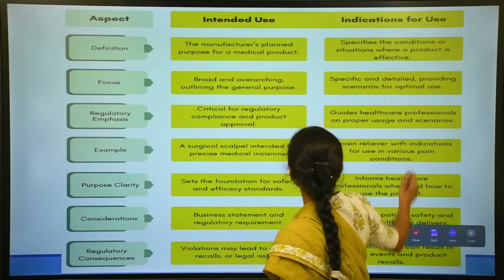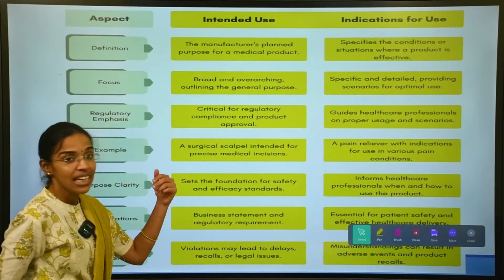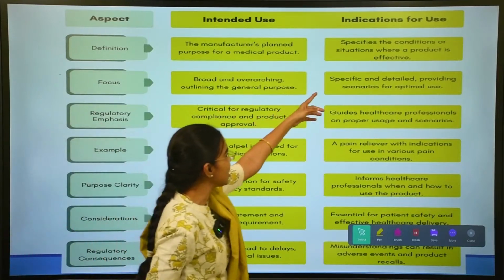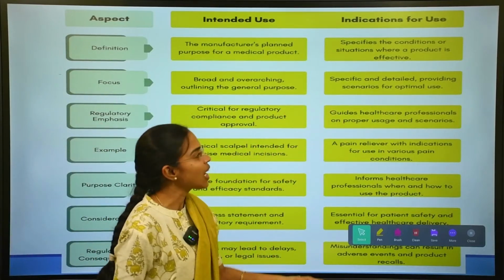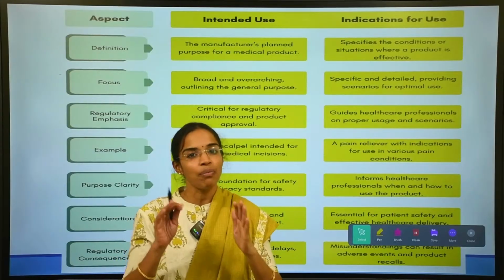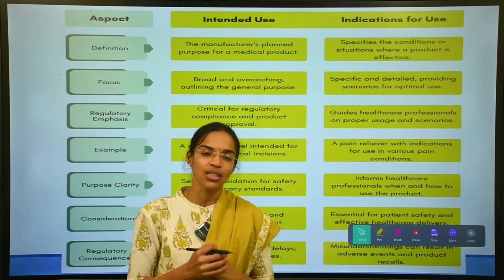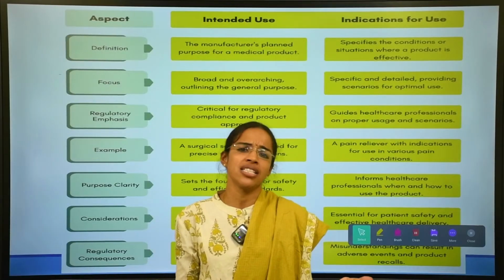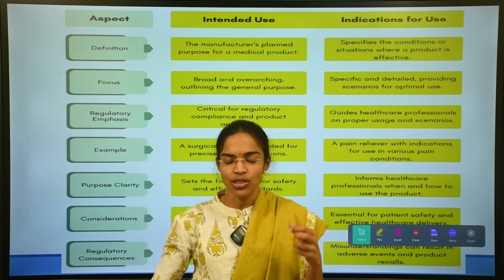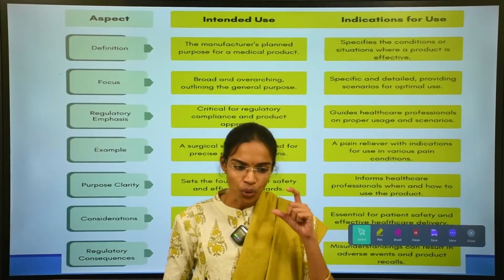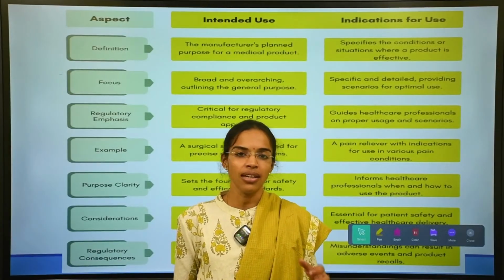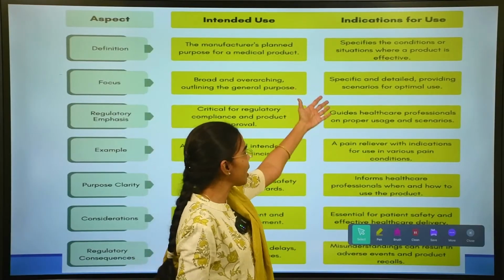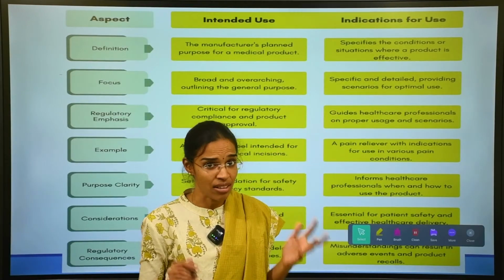So here we can see the differences between indicated use and the intended use. Indicated use, what does it mention? It mentions the conditions or specifications where a product is effective. Just now I was discussing, a product may have multiple applications. Any particular medical device may have multiple applications. It may have several conditions or situations in which it is effective.